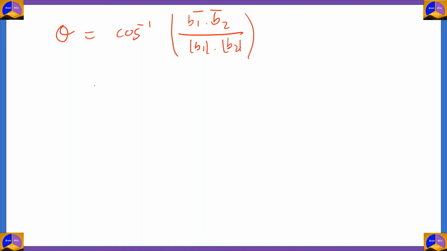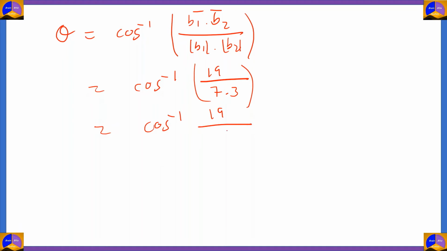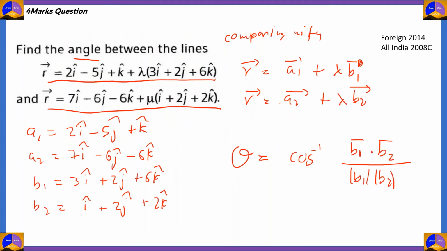So now let's calculate the angle. Theta is equal to cos inverse of b1 dot b2 divided by mod b1 into mod b2. So b1 dot b2 is 19, so it'll be cos inverse of 19 divided by mod b1 is 7, mod b2 is 3. So that will be cos inverse of 19 divided by 7 times 3 is 21. So the angle theta is equal to cos inverse of 19 by 21. So we found the angle between these two lines.